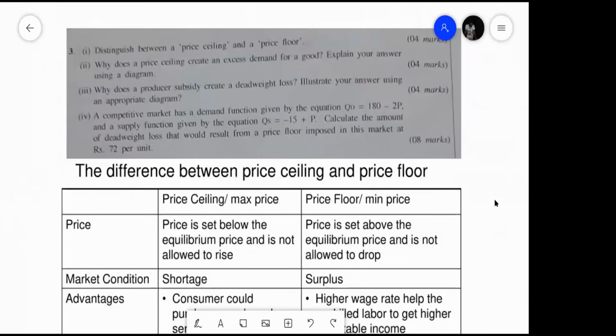Fine. Okay. So then the second part of it, they're asking, why does a price ceiling create an excess demand for a good? When you answer using a diagram. Okay, remember, you don't have to overthink this. Yeah, you can draw the two graphs separately in this and show, right? But don't draw a table, write it in a paragraph. So why does a price ceiling create an excess demand?